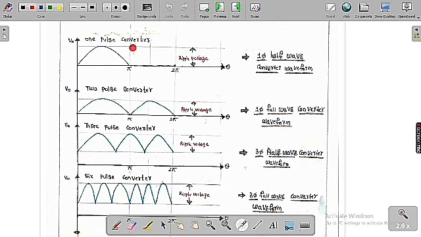To summarize, a one pulse converter is the output of a single phase half wave converter waveform, a 2 pulse converter is the output of a single phase full wave converter waveform, a 3 pulse converter is the output of a 3 phase half wave converter waveform, and a 6 pulse converter is the output of a 3 phase full wave converter waveform.